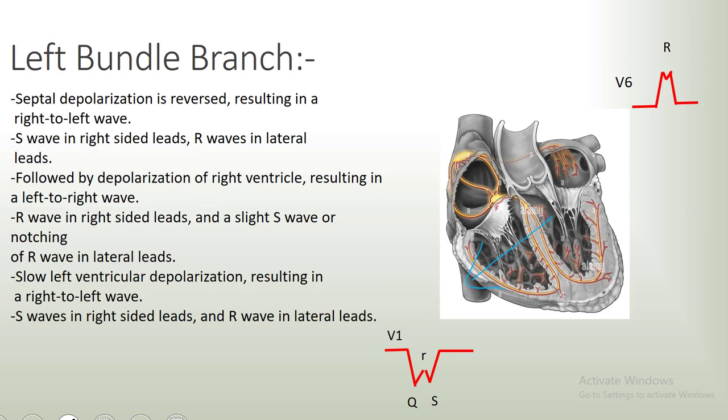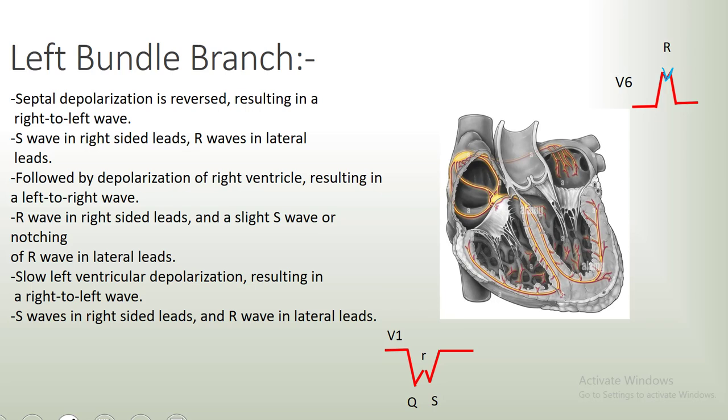Now this will generate a slight positive wave within V1 and a slight negative wave within V6. So you can see this is the small R wave that's generated within V1 and the small S wave that's generated within V6. Now this may or may not be present depending on whether or not the septal depolarization overwhelms the depolarization of the right ventricle.